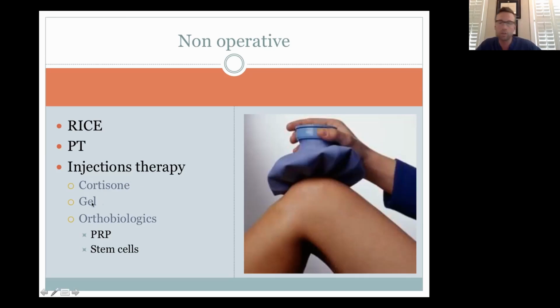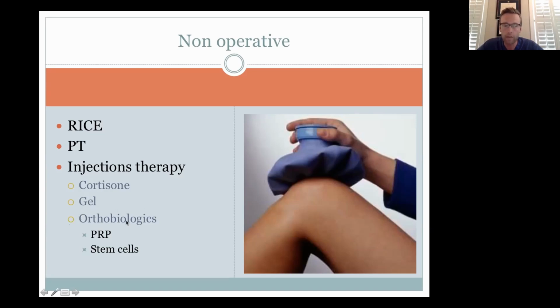Gel injections, it's called a viscosupplementation. It has molecules in it that are similar to your cartilage, and it's designed to really limit the swelling in the knee. It's not going to regrow cartilage. It's not going to make your knee perfect, but sometimes if there's some arthritis in there, that might be an option.